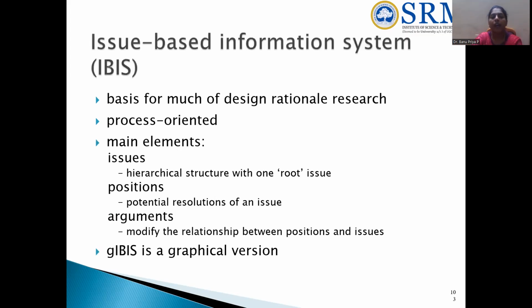Under that, you have the IBIS model, issue-based information system. What is this issue-based information system? It is based on design rationale research. First, you have three elements: issues, positions, and arguments. You need to understand what is the root cause, or the root of that particular issue. Positions are resolutions to the issue, and arguments are the relationship between different positions and the issues. It is basically a graphical version.